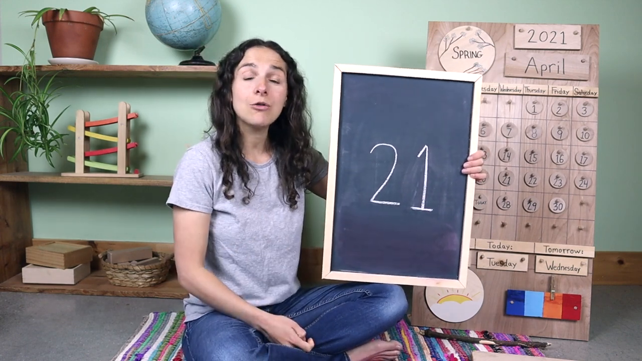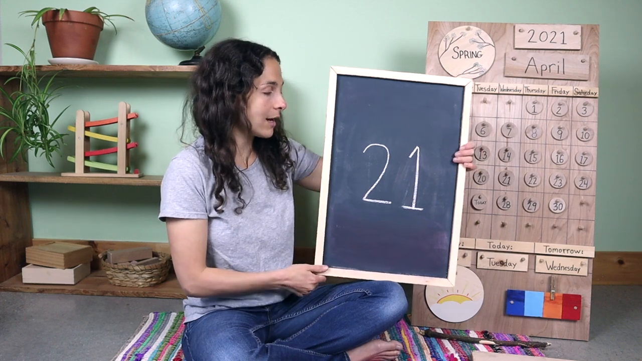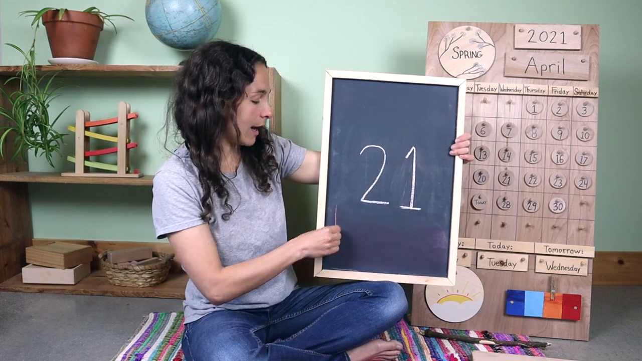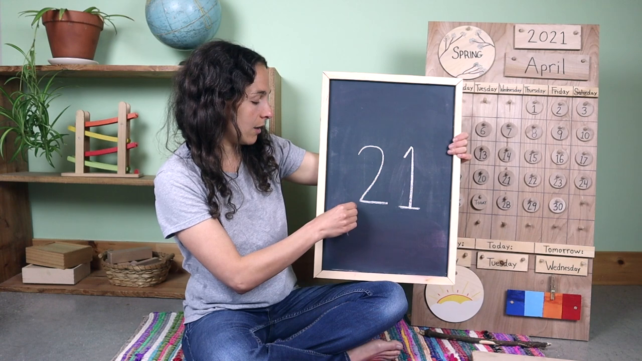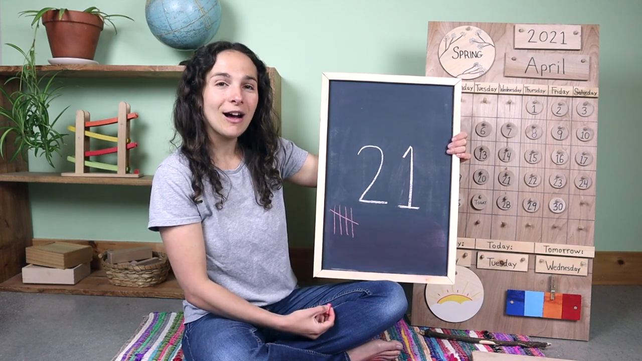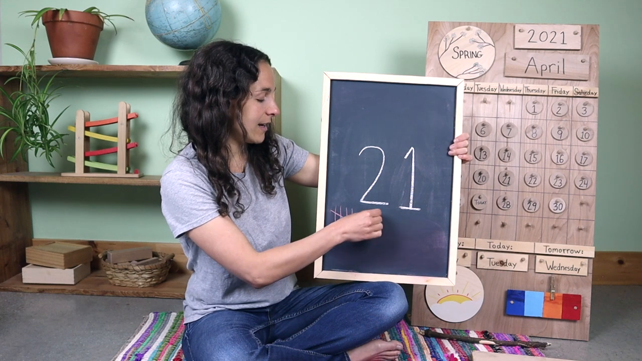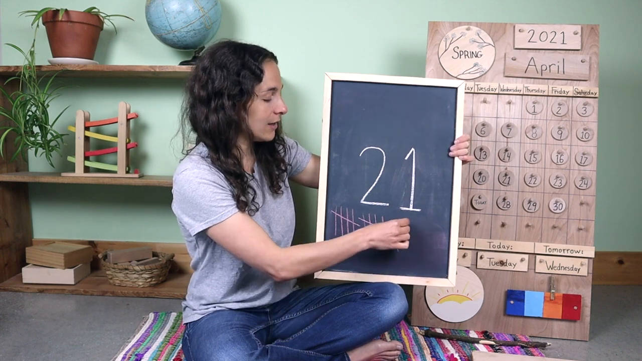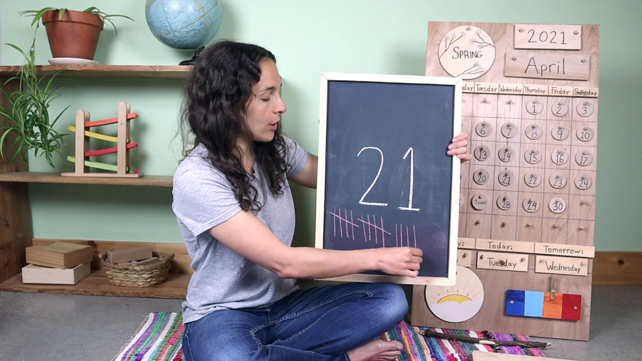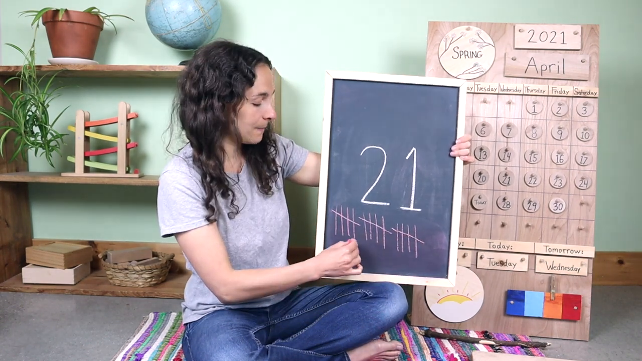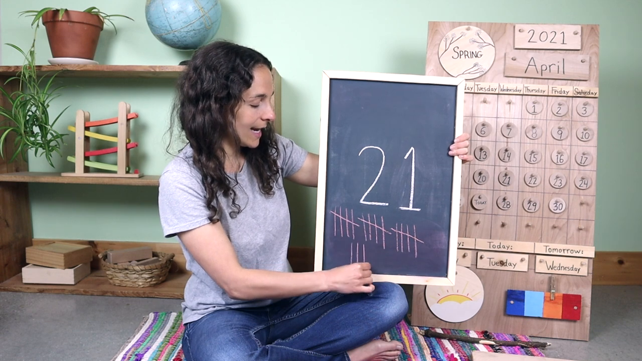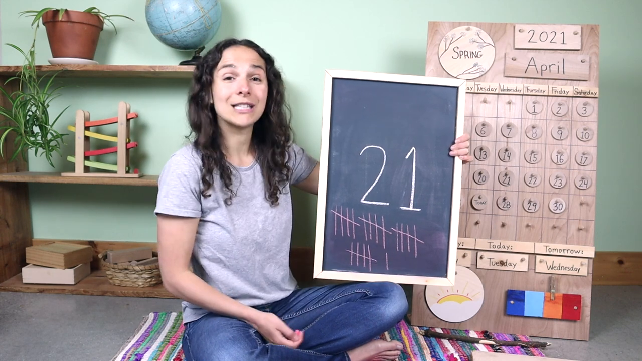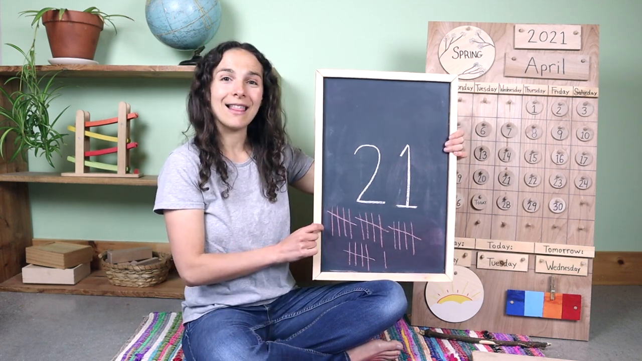Friends, if you would like to, you can grab something to write with, and you can write the tally marks with me. But if not, you can just count them. 1, 2, 3, 4, 5 goes across, 6, 7, 8, 9, 10 goes across, 11, 12, 13, 14, 15 goes across, 16, 17, 18, 19, 20 goes across, and one more makes 21. 21 tally marks.